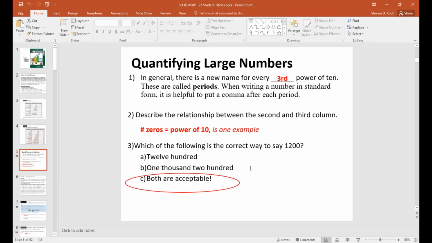When we see a number such as this right here, how would I say that? It's okay to say it both ways. We can say 1,200, or we can say 12 hundred. Both of them are acceptable, because I've got 12 of these hundreds, or I've got 1,000 and then 200 here. So sometimes we need to abbreviate numbers to make them easier to work with.